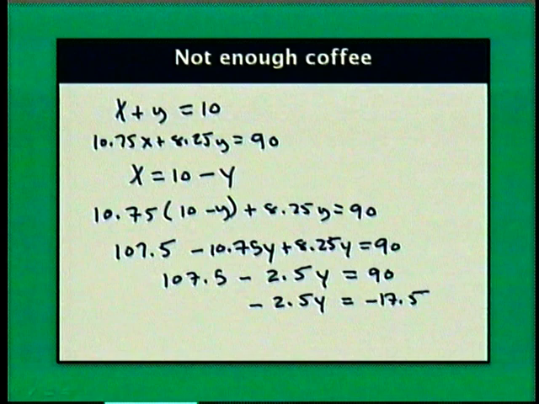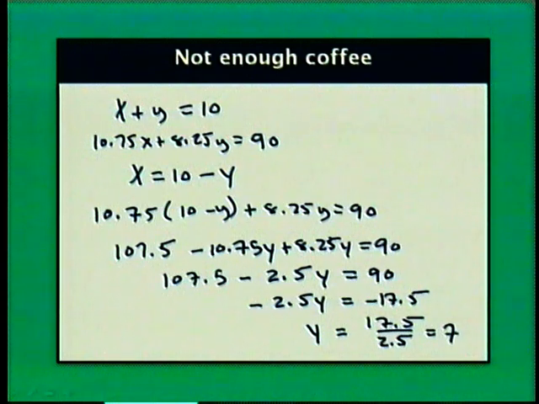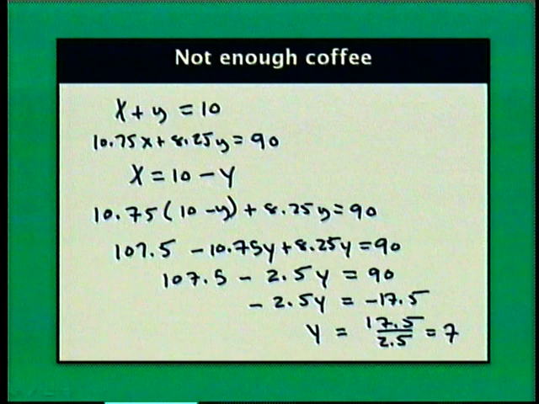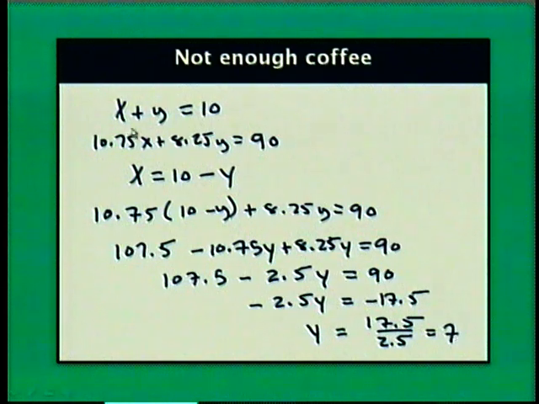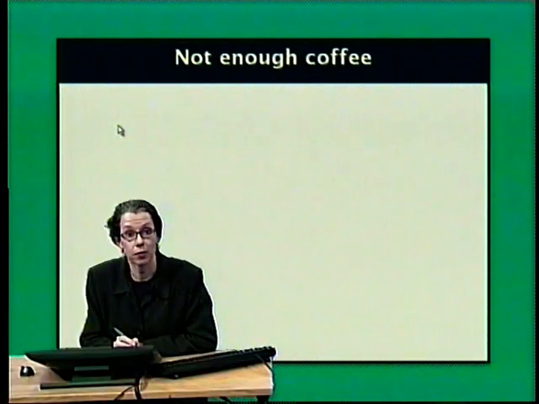And dividing both sides by 2.5, I know the answer is going to be positive, and this is the same as asking how many times does 25 go into 175, and that is 7. So it looks like I'm going to need 7 pounds of Italian roast. Well, here it's very easy to figure out what x should be. X must be 3 pounds. So I have 3 pounds of Turkish roast and 7 pounds of Italian roast.